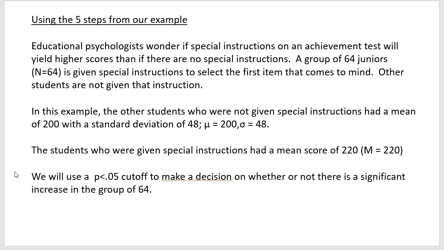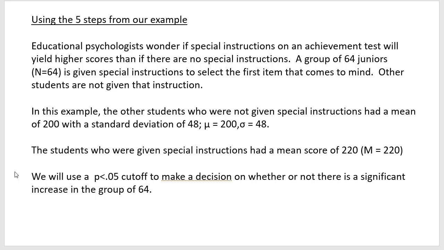Educational psychologists wonder if special instructions on an achievement test will yield higher scores than if there are no special instructions. A group of 64 juniors, n equals 64, is given special instructions to select the first item that comes to mind. Other students are not given that instruction.